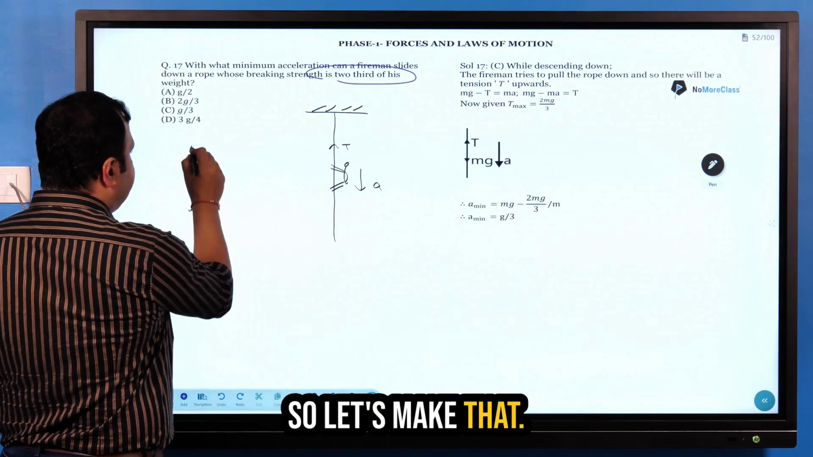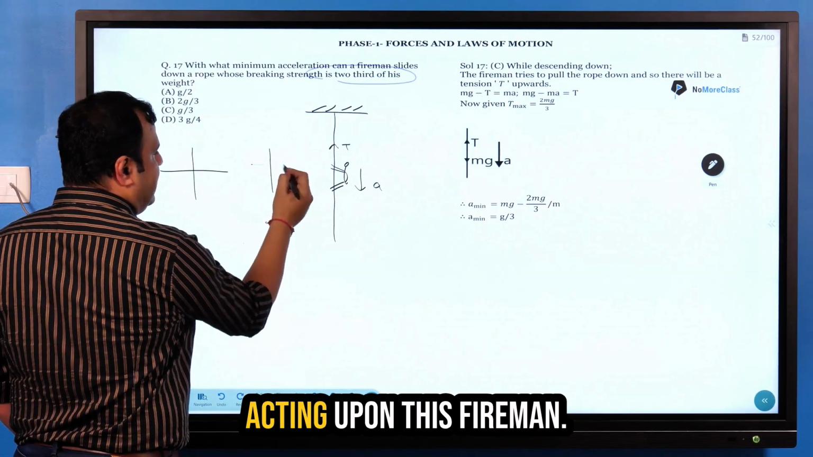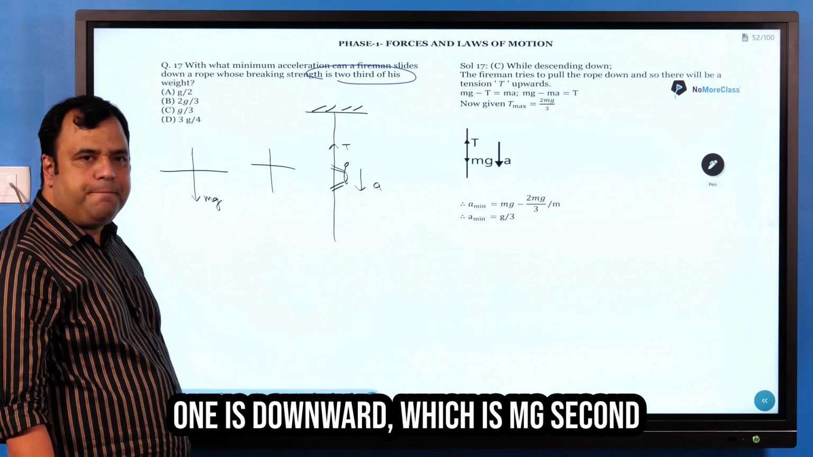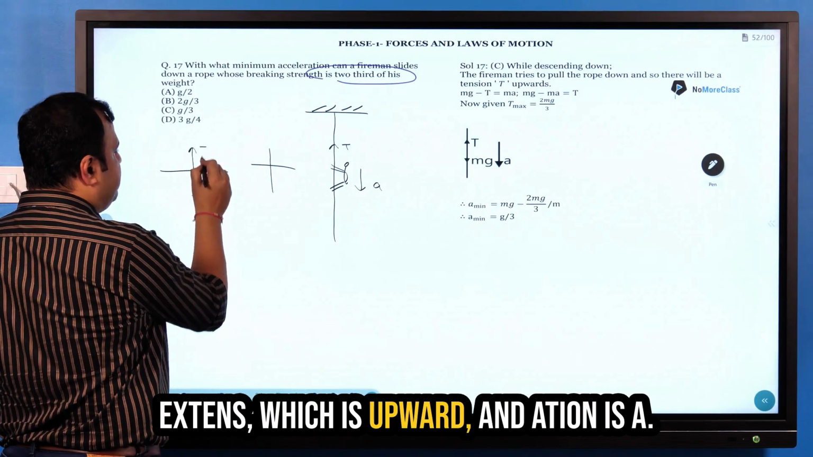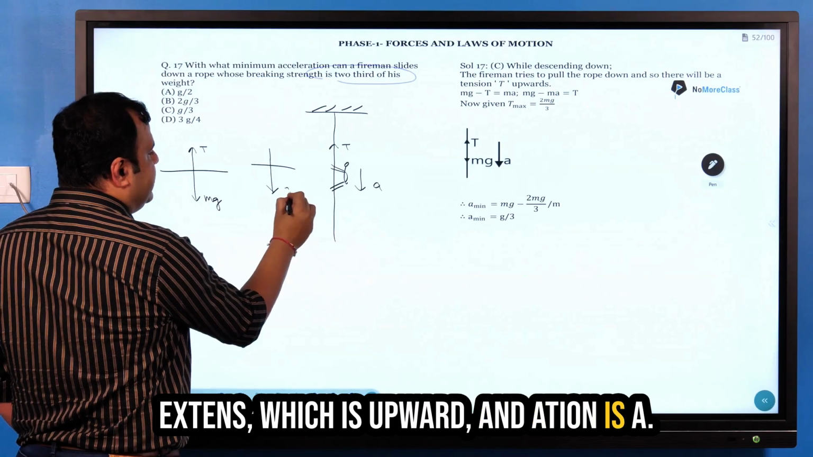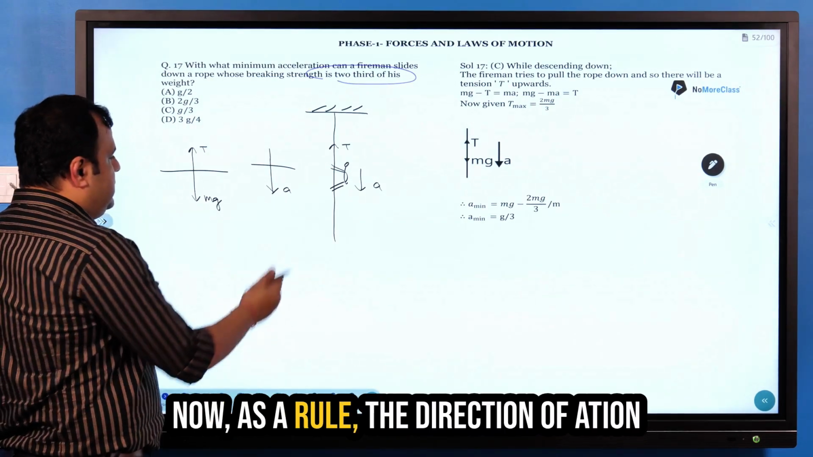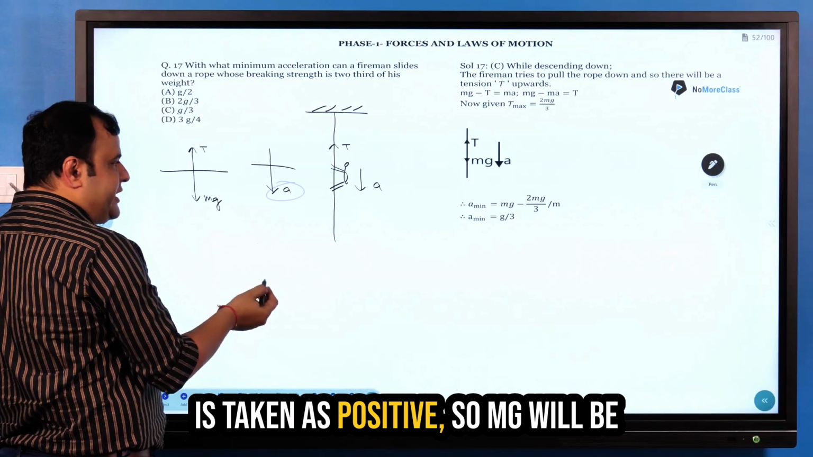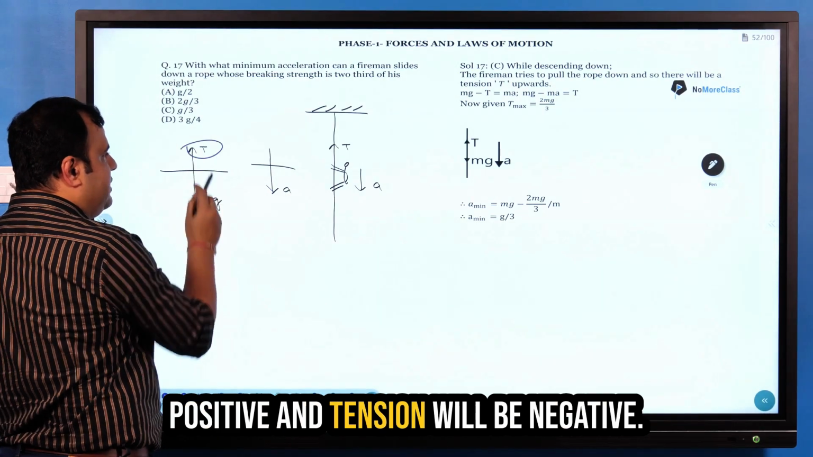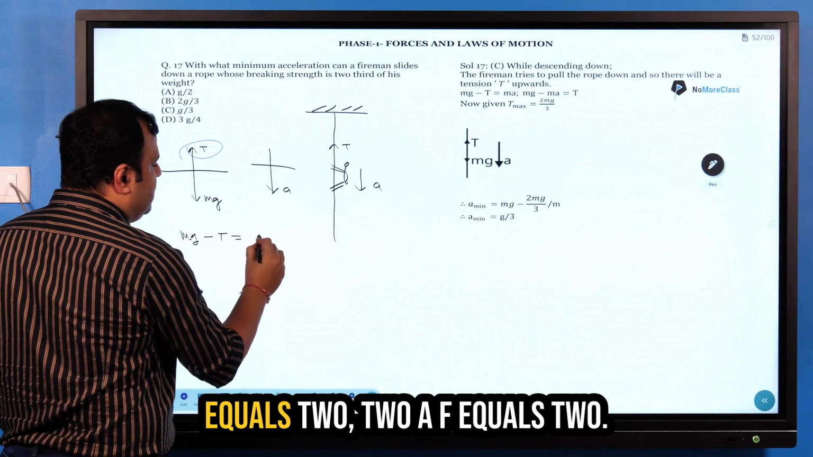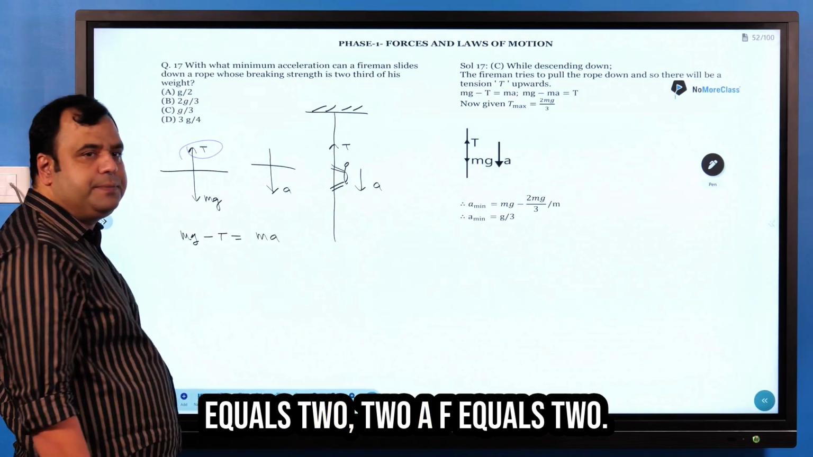So let's make the FBD. There are two forces acting upon this fireman. One is downward, which is mg. Second is tension, which is upward. And the acceleration is a. Now as a rule, the direction of acceleration is taken as positive. So mg will be positive and tension will be negative. So we'll get mg minus T is equal to F, which is equal to ma.